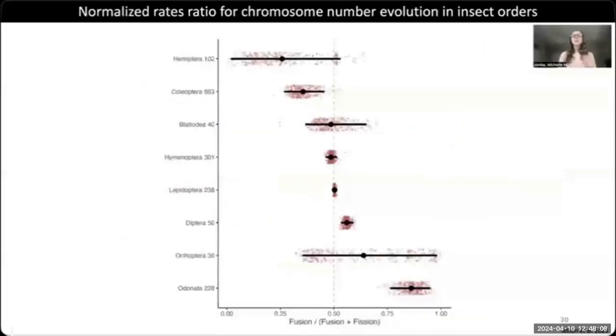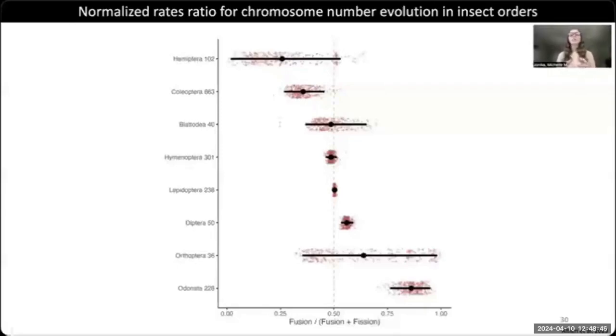And one challenge that we have when we compare across clades is a scaling of rate estimates caused by errors in the depth of phylogenies. So for instance, if a phylogeny is stretched to twice its true depth, rate estimates will be 1/2 of the true value. And so for this reason, we also evaluated the normalized rates ratio across each of these orders. And so we calculated this as the rate of fusion divided by the sum of the rate of fusion and fission. And the normalized rates ratio is not impacted by tree depth. And this allows for comparisons independent of errors in tree depth.